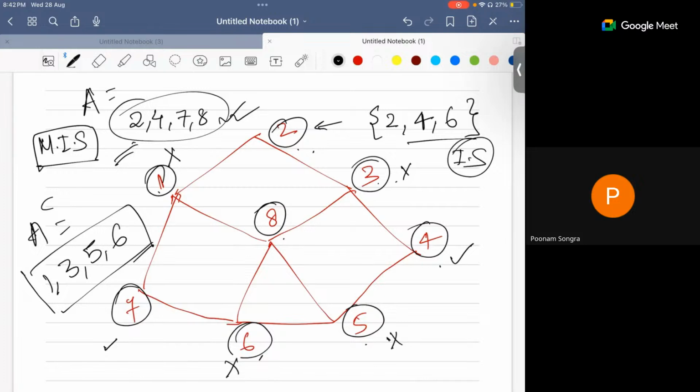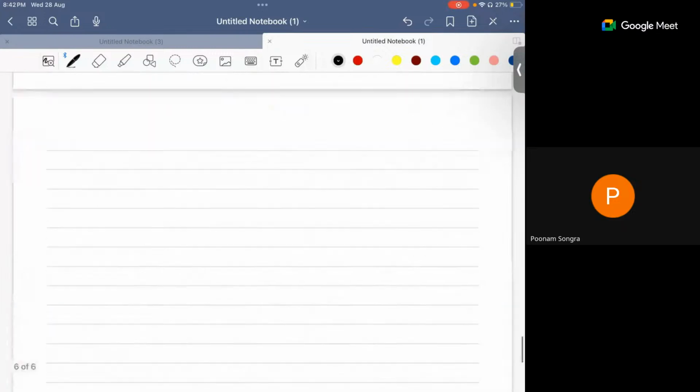Let's move to the next part now. The next thing is we have covered degree. Adjacency matrix is left.